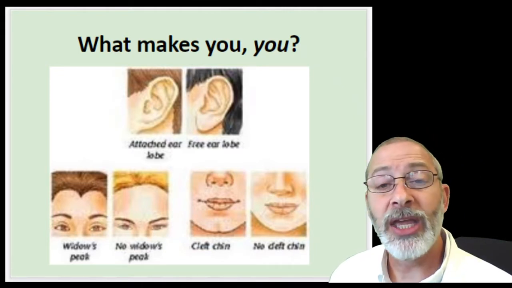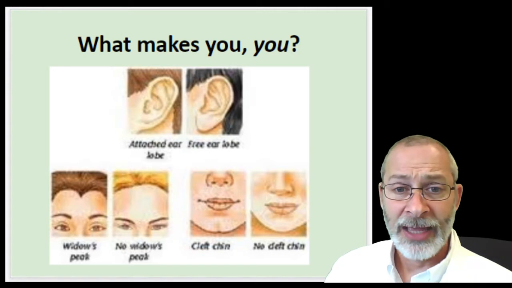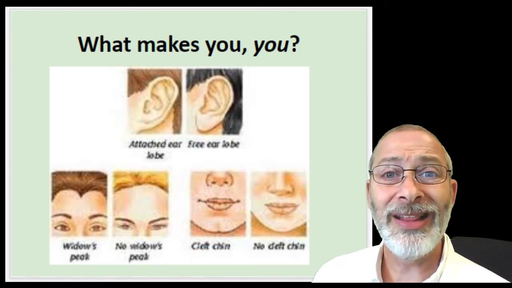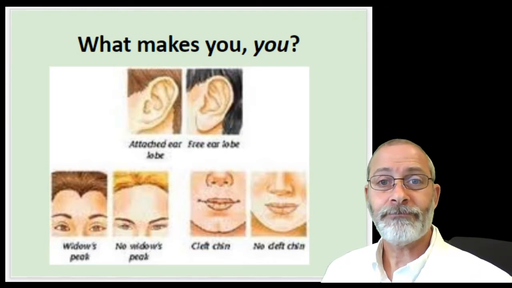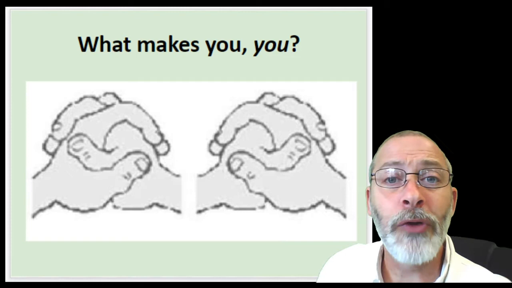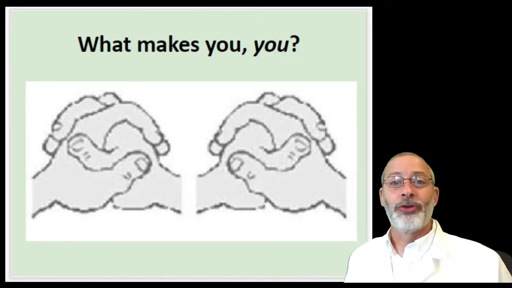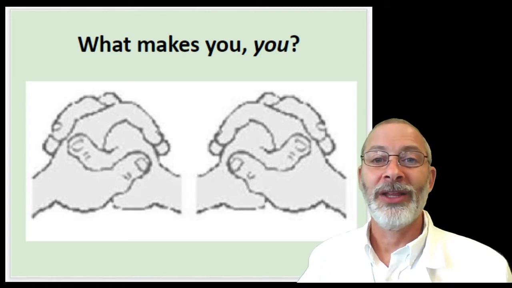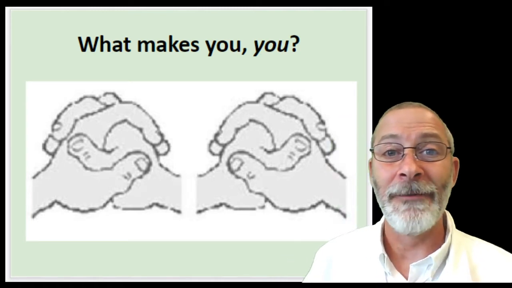So pause me again now and look around the room and see if your neighbor has a widow's peak or a cleft chin. So we've got a variety of different people in the classroom here. This is one of my favorites. This is a cool kind of thing, a little activity that we're going to do right now.